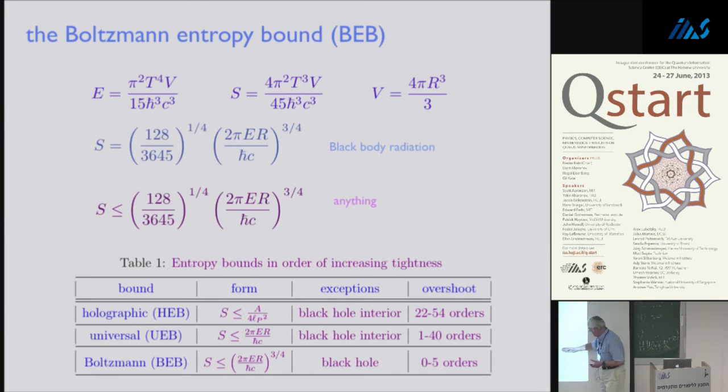And this is an attempt to estimate the overshoot of these bounds over the actual entropy of systems. These are systems which I took from the kitchen and the lab and places like these, very simple systems. The tightest bound is the Boltzmann bound, which can get very close to the actual entropy, within a few orders of magnitude. The universal entropy bound has a large range, but it can also be close. I will describe one system where it gets very close. And the holographic entropy bound is always a big exaggeration of the actual entropy of ordinary systems.